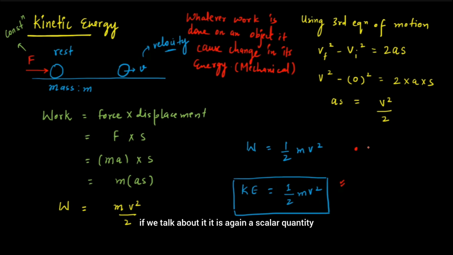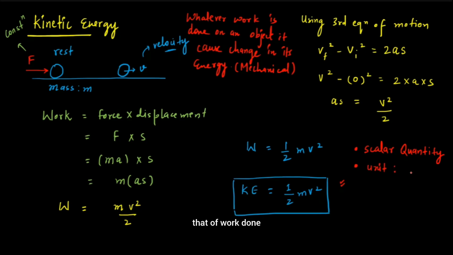Again, it is a scalar quantity, which doesn't have any direction. Apart from this, it has the same unit as that of work done, which is joules. So energy and work both have the same units. That is what we need to understand. They both have the same nature, that is scalar.